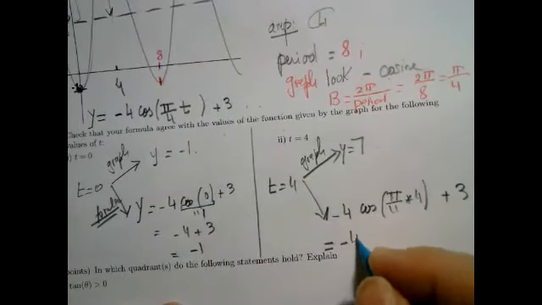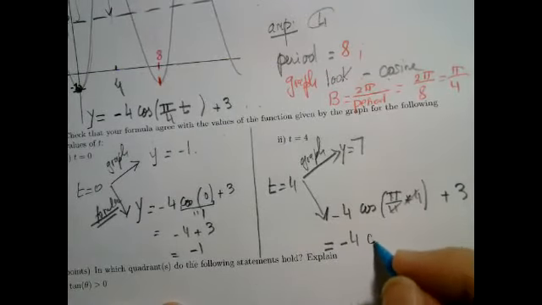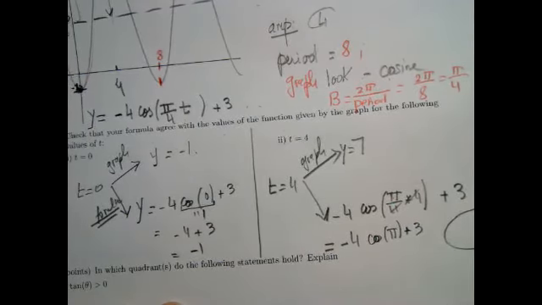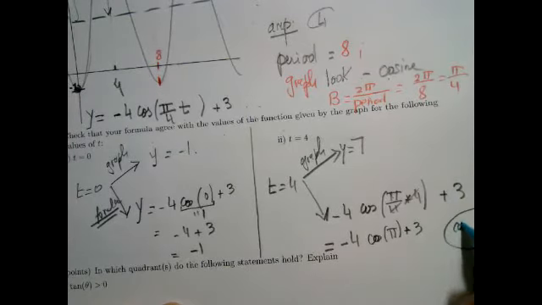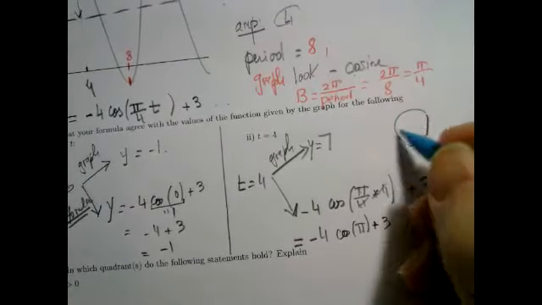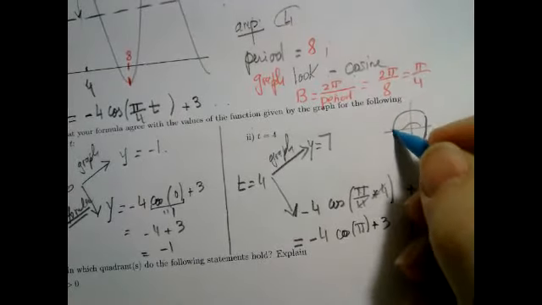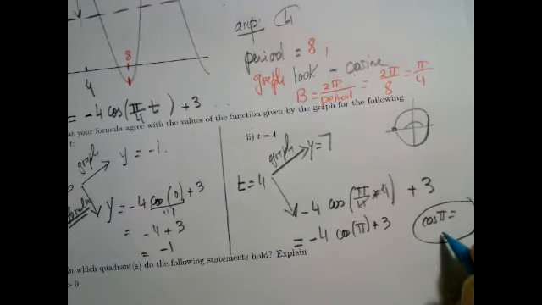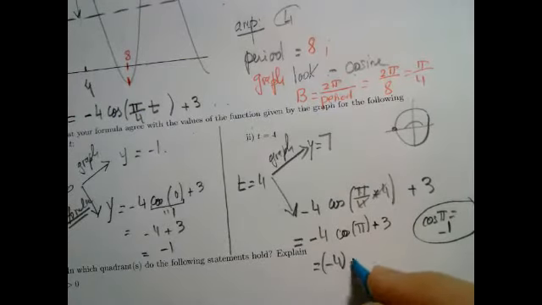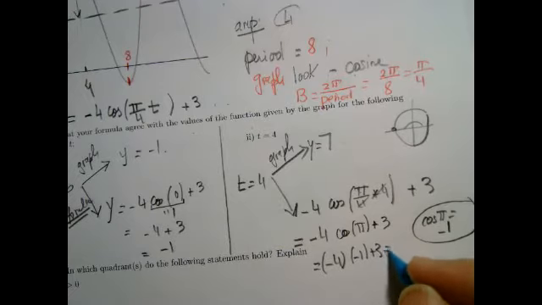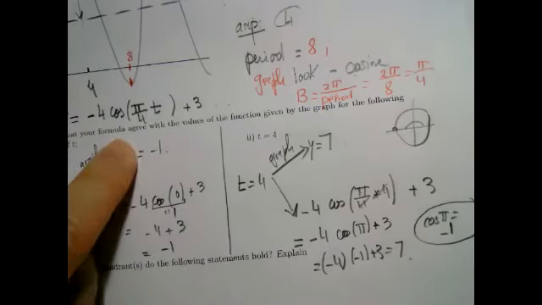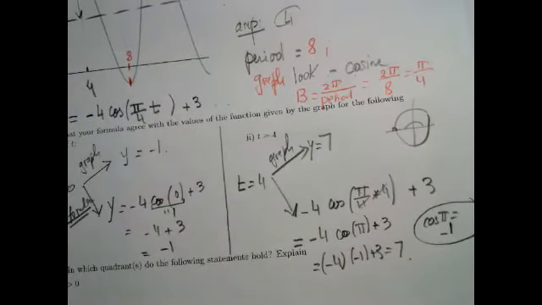It means -4, pi over 4 cancel, cosine of pi plus 3. But let's remember the cosine of pi. Okay, if I go back to my unit circle, this is pi. The cosine is the x-coordinate. The x-coordinate is -1. So this will give me -4 times -1 plus 3, which is 7. If I don't get 7 here, it means that this rule, this formula, does not represent the graph.